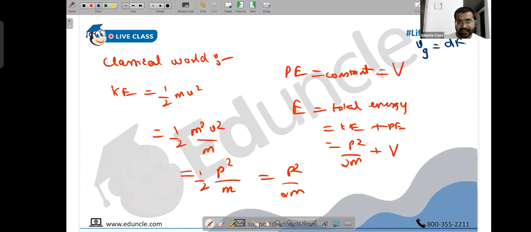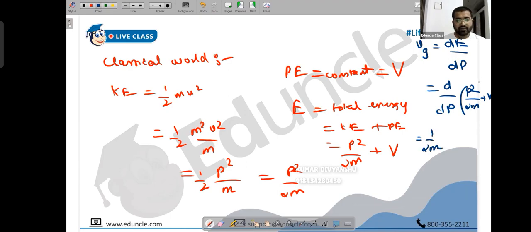So group velocity is dE by dP. This is d by dP of P squared upon 2m plus V. I hope you are with me. Tell me if not. 1 upon 2m is constant. What is the derivative of P squared with respect to P? 2P. Potential energy is constant. What is the derivative of a constant? 0. 2 gets cancelled. P by m. What is P by m? Momentum per unit mass, velocity v.